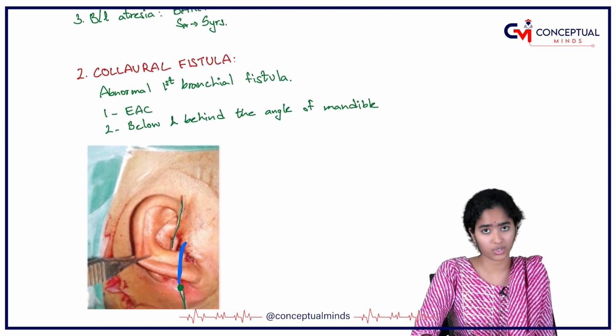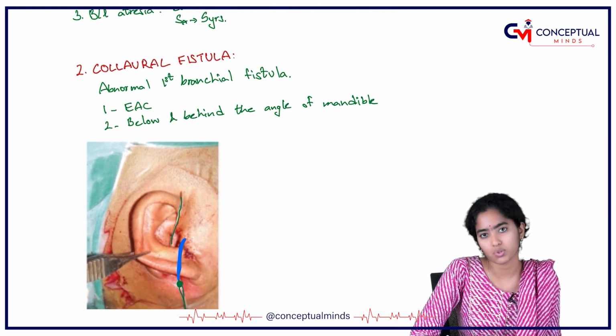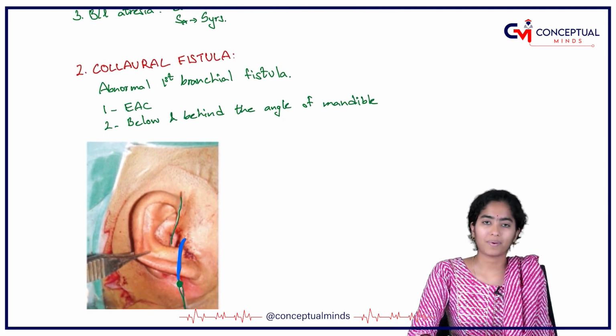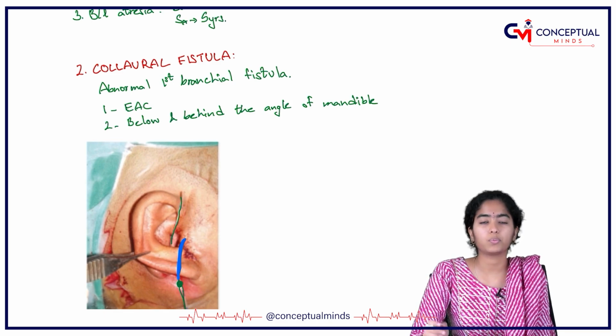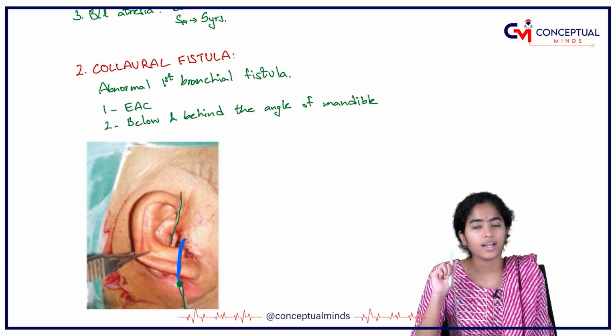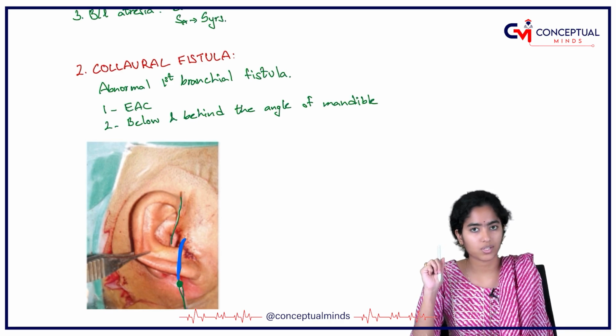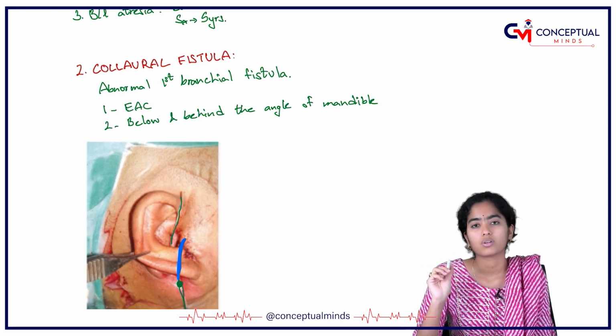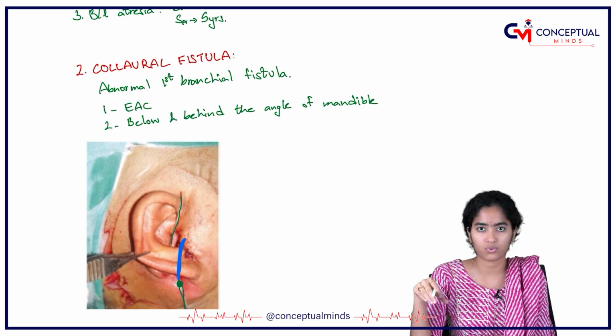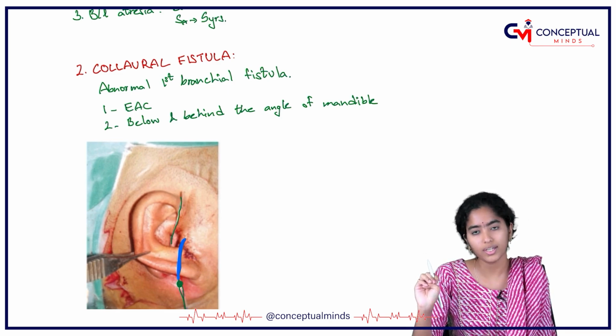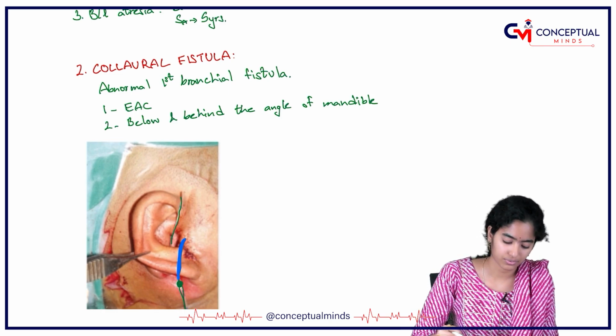Second is the fistula. It is an abnormality of the first branchial cleft where some abnormal passage, abnormal communication is seen between the external auditory canal and the other opening in the neck. The first opening is in the EAC and the second opening is in the neck, below and behind the angle of mandible. So if such a fistula is present, it has to be traced and excised surgically without damaging the facial nerve.